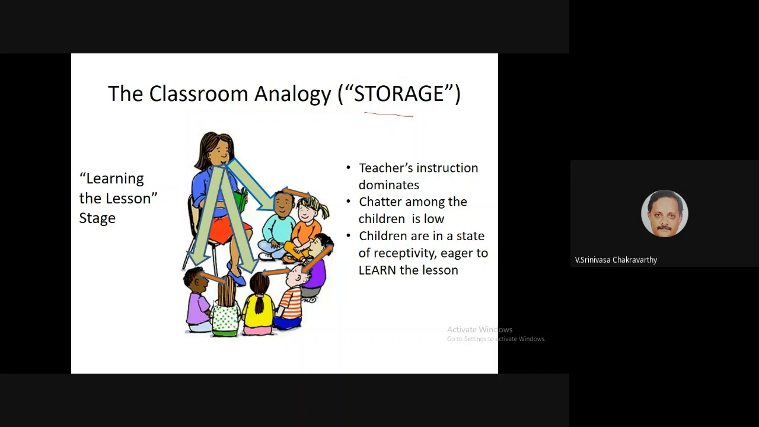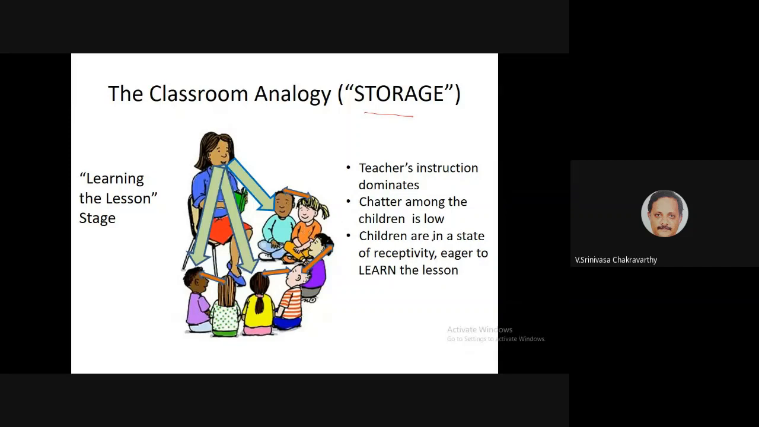I call this the classroom analogy. So in a classroom, let us say during storage, that is, the teacher is giving a lecture and kids are listening and trying to store that. When that happens, the teacher's lecture alone must be prominent. The kids should not chatter among themselves. Right? The chatter among the children should be low. The teacher-like instruction alone dominates, and the kids are in a state of receptivity, right?